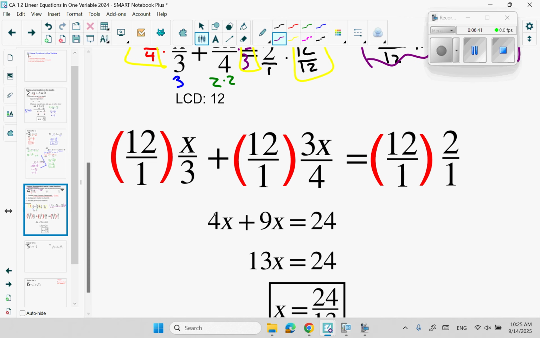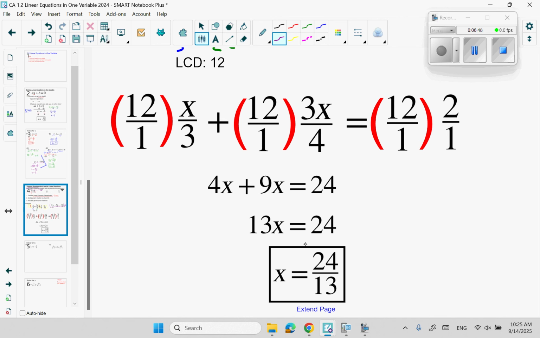Either way, you end up with 4x plus 9x equals 24. Combine like terms, 13x equals 24. Divide both sides by 13. That can't be simplified, so you just leave it as it is.